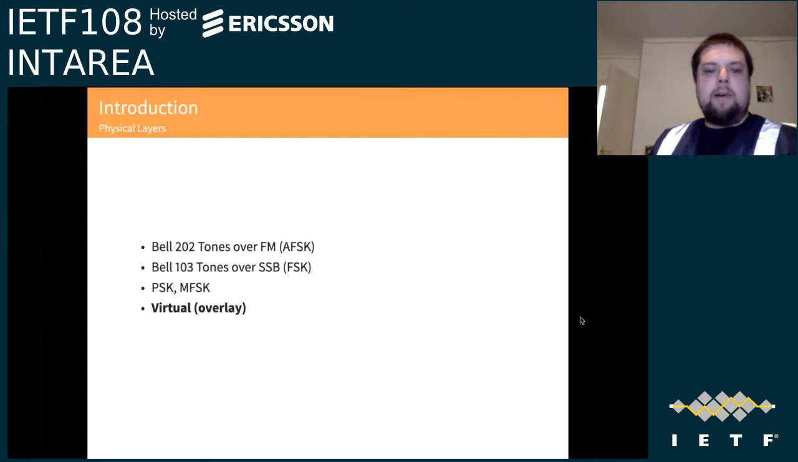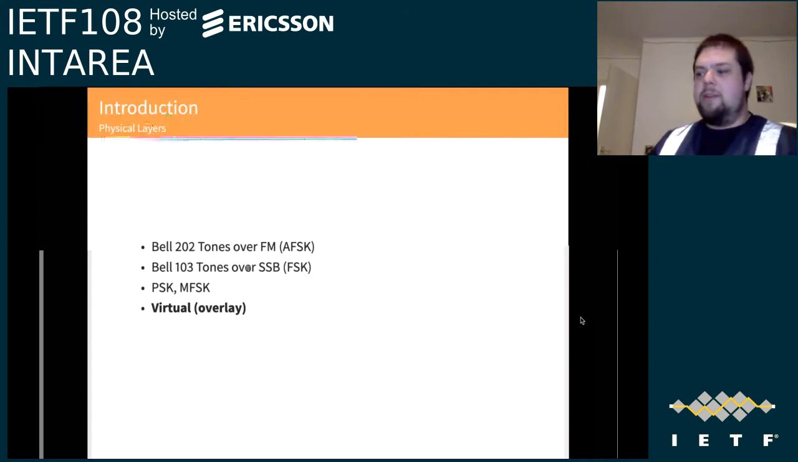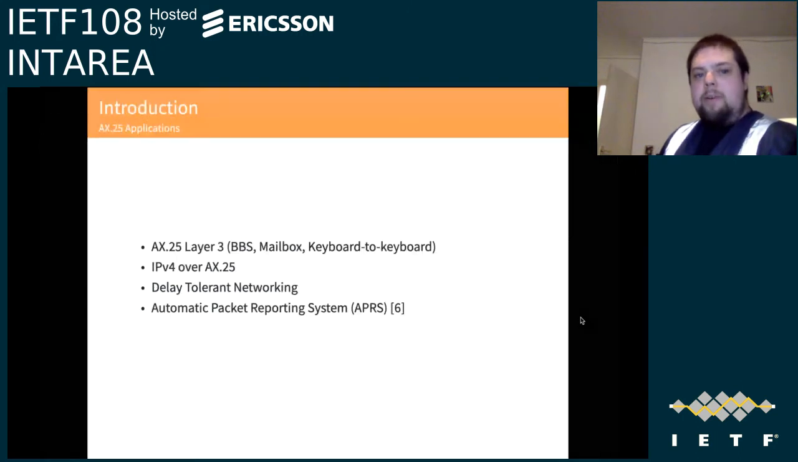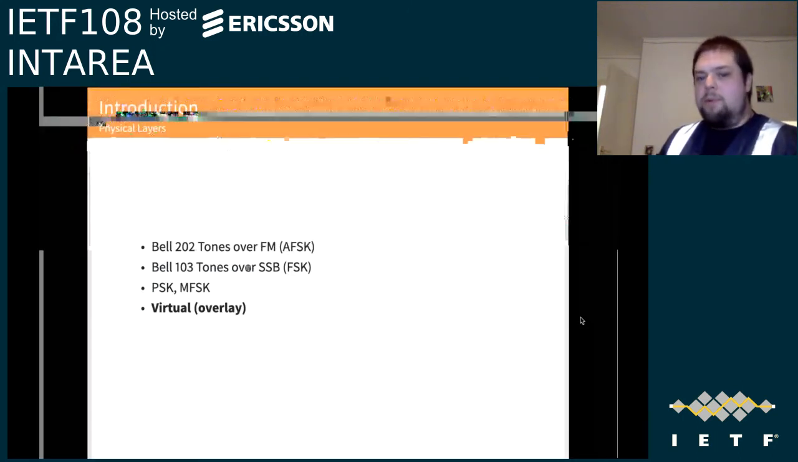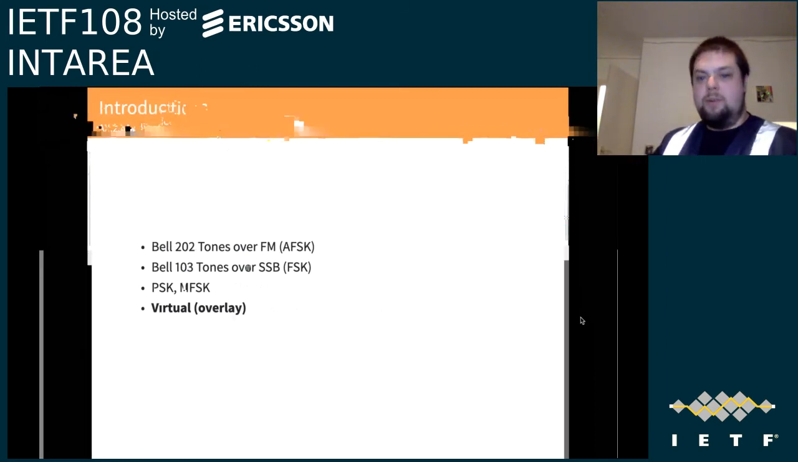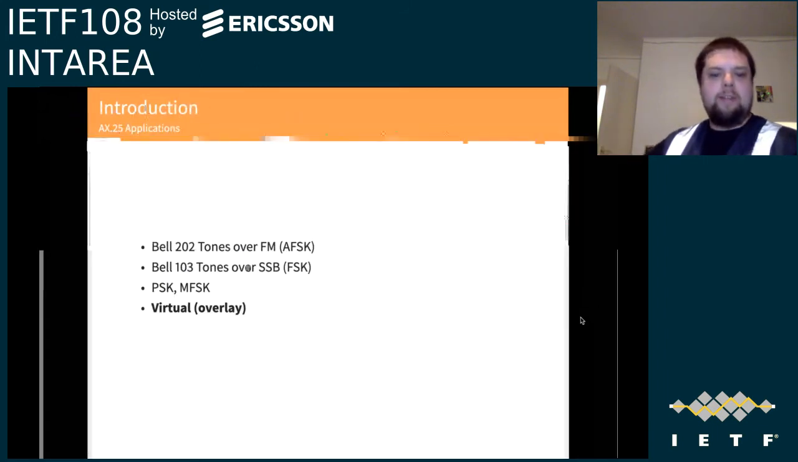But what I'm talking about today is none of these physical layers, nothing that's actually touching a radio. I'm talking about running AX25 over IP as an overlay network to link together amateur radio sites. There's a number of applications that you might run over AX25: bulletin board systems, mailboxes, keyboard to keyboard, where you just have a chat between two stations and you are typing messages to each other, kind of an instant messaging.